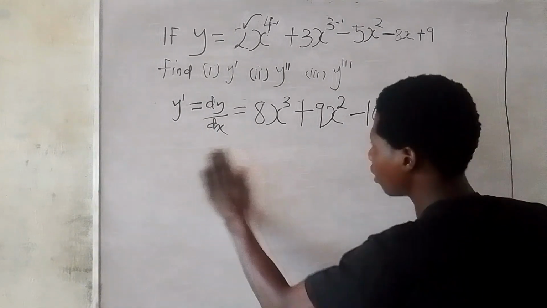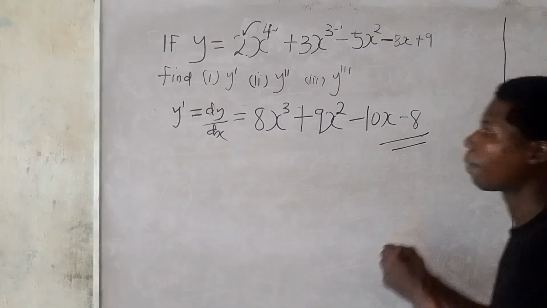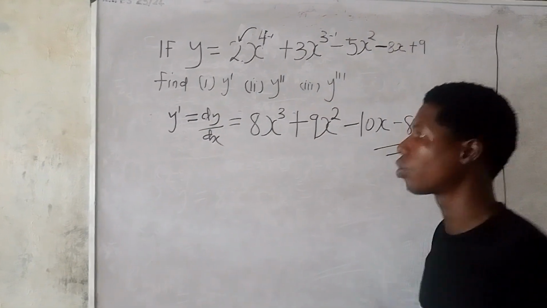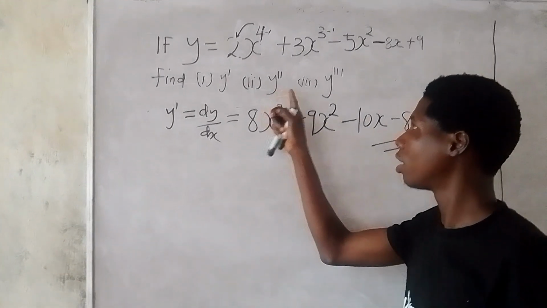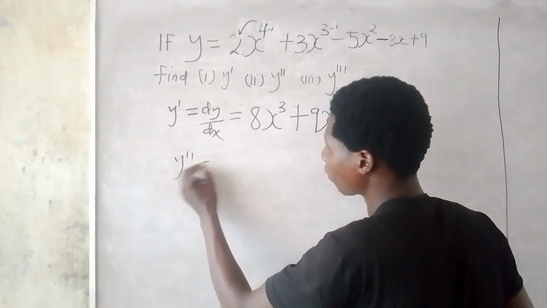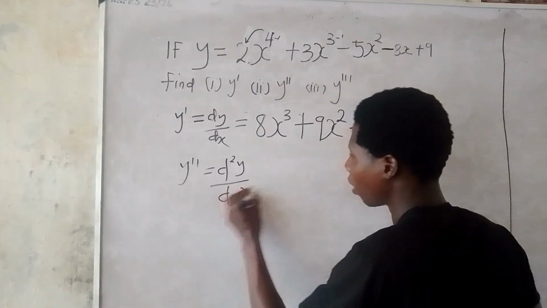Okay, we can clean this. Now, this is the final answer to our number 1, that is Roman numeral 1. So we can proceed to differentiate for y prime prime, which is equivalent to d squared y over dx squared.